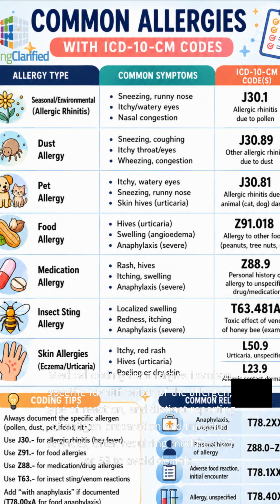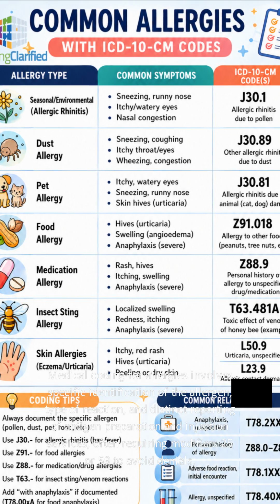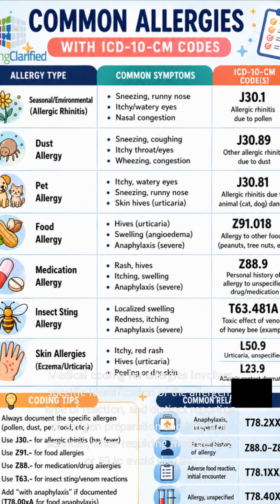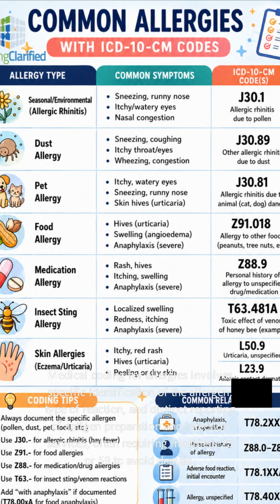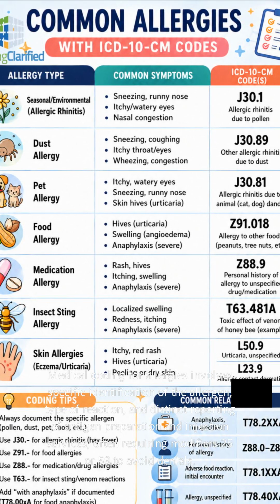Medical coding for allergies involves specific identification of the allergen, type of reaction, and distinct reporting of antigen preparation and injection services, often requiring modifiers 25 or 59 to avoid denials.